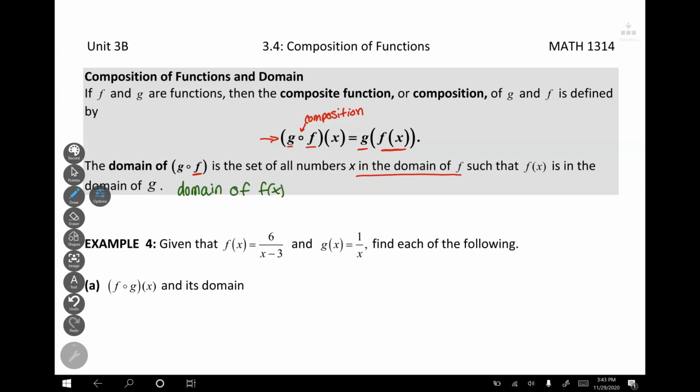the domain of f of x and the domain of g of f of x. So that is the domain of the input function, the function you're plugging in, and then the domain of the composite function. So you need to check both of those, and then it's going to be the intersection of those two domains.